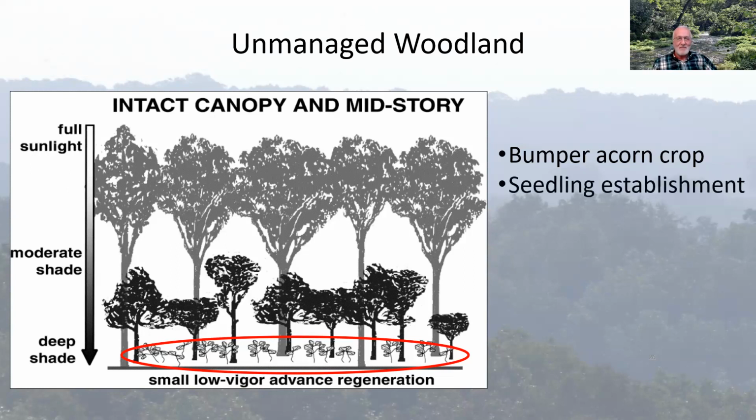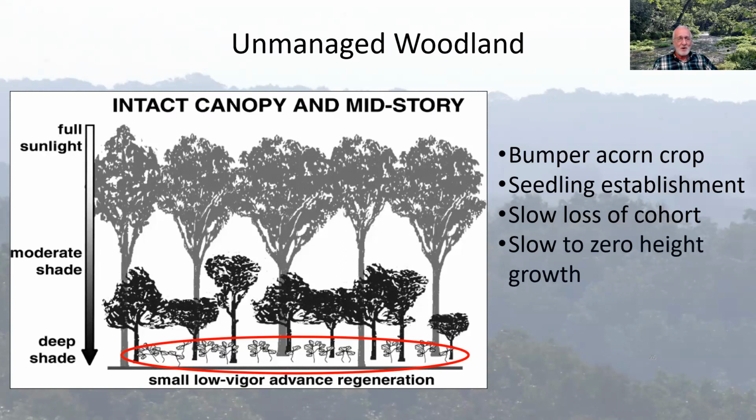But seedlings get established, but you get this slow loss of this cohort. If we do not allow those seedlings to grow, after about 10 years, they might be putting down a root system the first few years, but eventually they've got to be able to capture sunlight to grow. And if you don't have the sunlight hitting the forest floor, you lose that cohort. So you'll get slow to zero height growth. And then, like I say, you'll get the ultimate loss of the cohort.